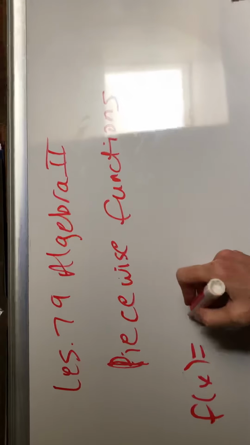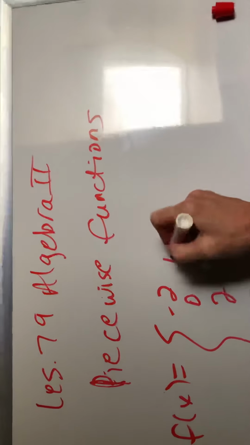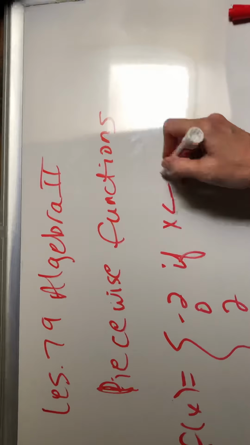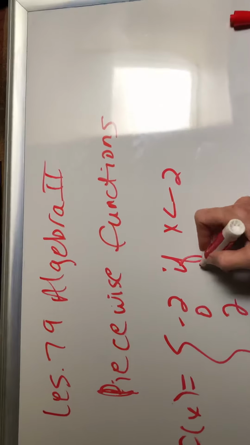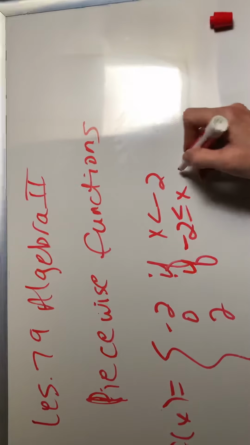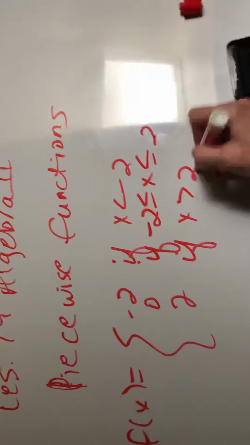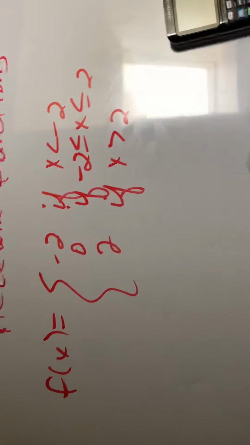F of x equals -2, 0, 2. And then you're given instructions. If x is less than -2, it's -2; if x is between -2 and 2, it's 0; and it's 2 if x is greater than 2. That's an example of a piecewise function.